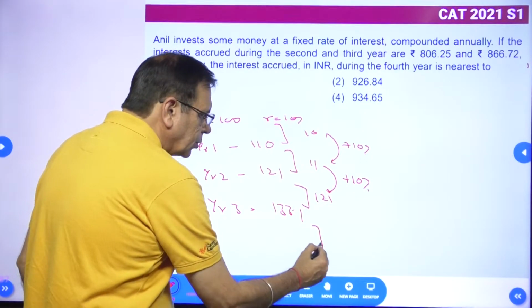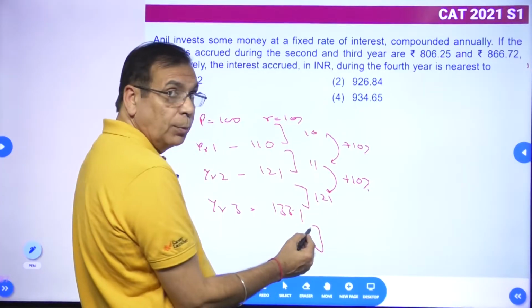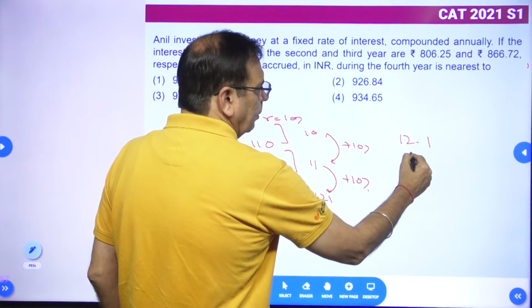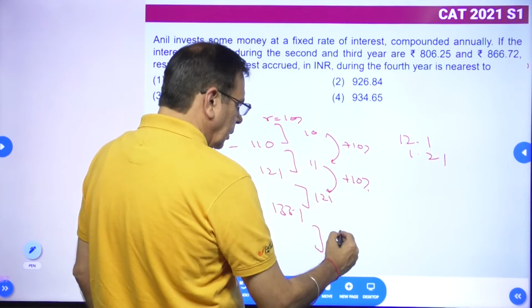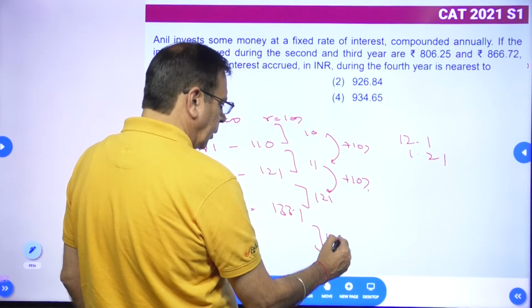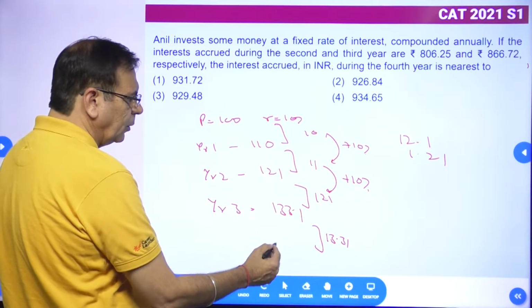What should be the interest for the next year? Increase it by another 10%. What is 10% of 12.1? 1.21. So 10% is only 1.21, so it will become 13.31. So this should be 13.31. Check. What is 10% of 133.1?